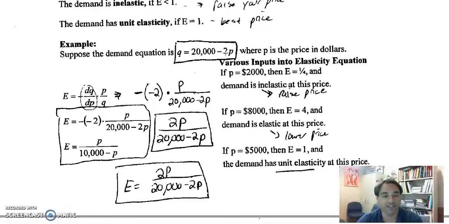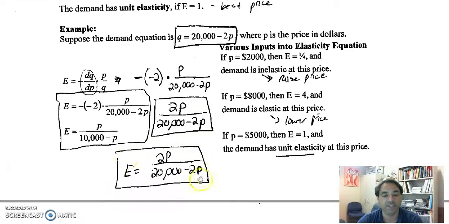Well, let's find the elasticity. To find the elasticity, it's negative, derivative of demand. The derivative of 20,000 is 0, the derivative of minus 2P is minus 2, times price, P, over the demand, which is 20,000 minus 2P. So we simplify this: negative times negative is positive, 2 times P is 2P over 20,000 minus 2P. Now, here's our elasticity function.